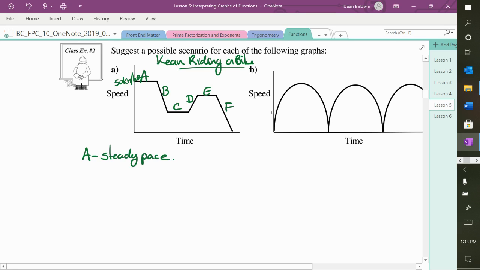Or motorcycle. What's happening in section B? He's not going down a hill. This is not height, people. It's speed, right? So his speed is decreasing. It's going down. If you mark it out, this would be like 25 kilometers an hour. So he's slowing down.